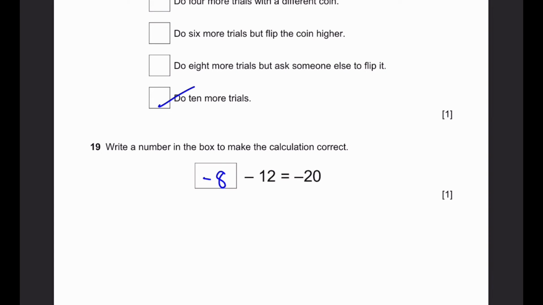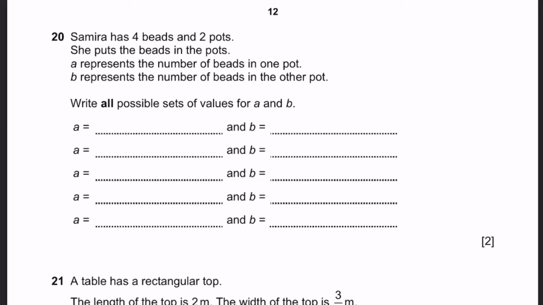That's our answer. Question 20. Samira has 4 beads and 2 pots. She puts the beads in the pots. A represents the number of beads in one pot, and B represents the number of beads in the other pot. Write all possible sets of values for A and B.